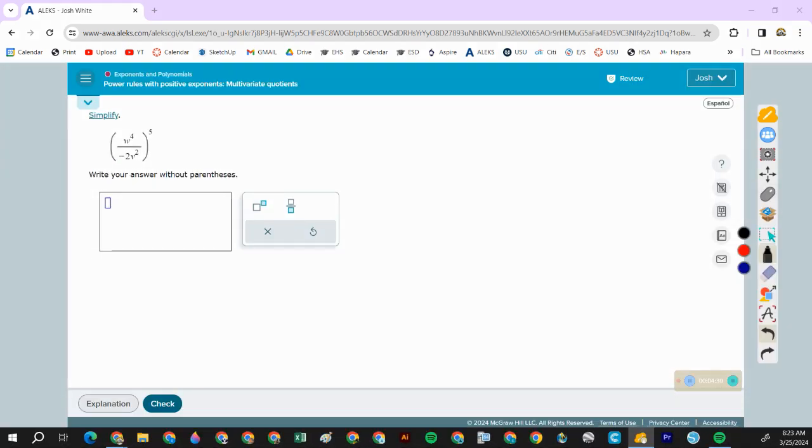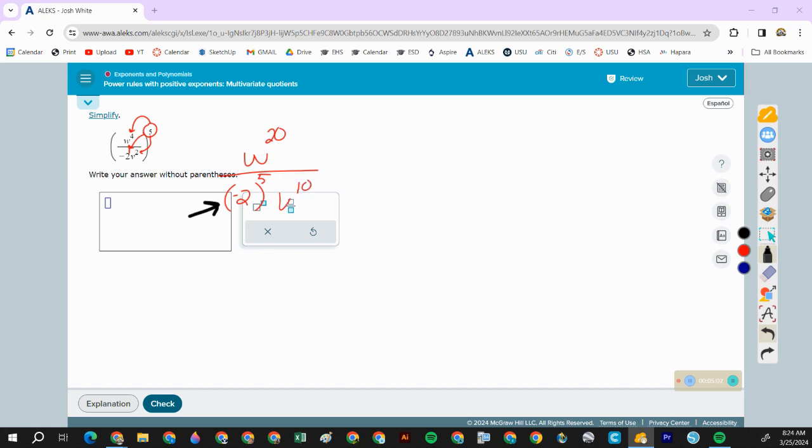All right, this is similar to something we did in 10.1. So each one of these on the inside has an exponent. And when you raise that to the fifth, we're going to multiply each of those exponents by 5. So the top is w to the 20th. And then the bottom, make sure you put the negative in parentheses. Negative 2 to the fifth. And then v, 2 times 5 is 10.